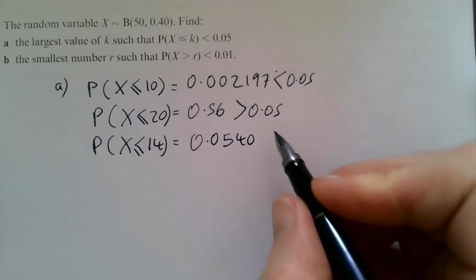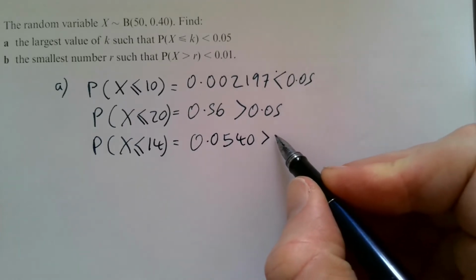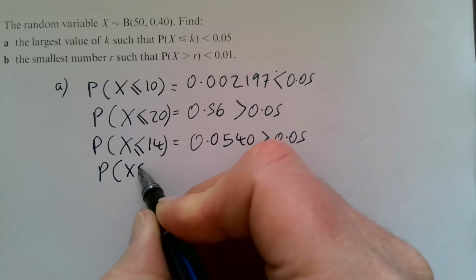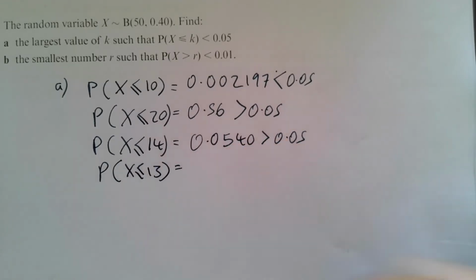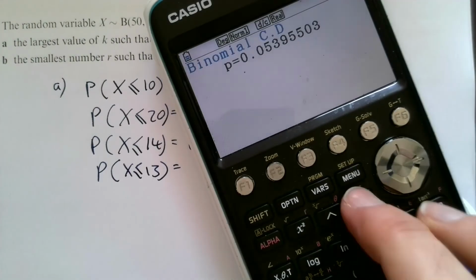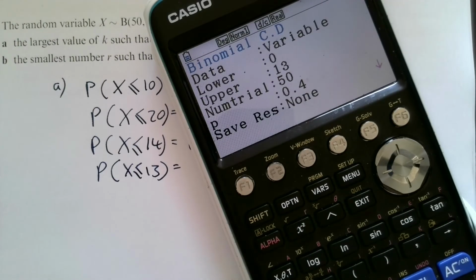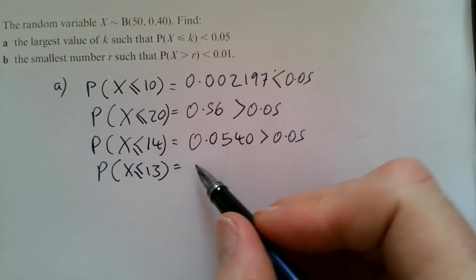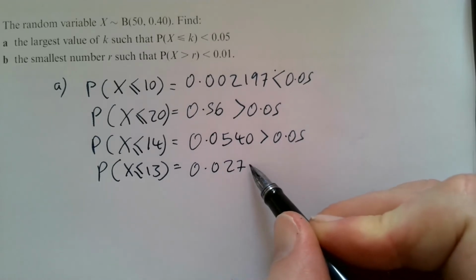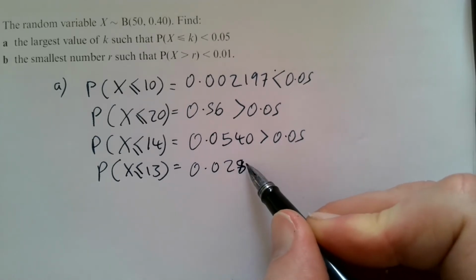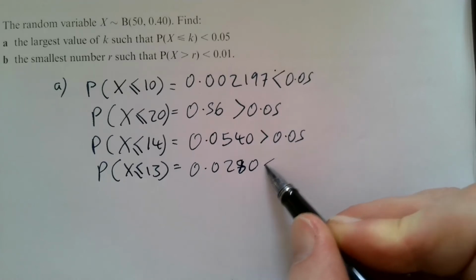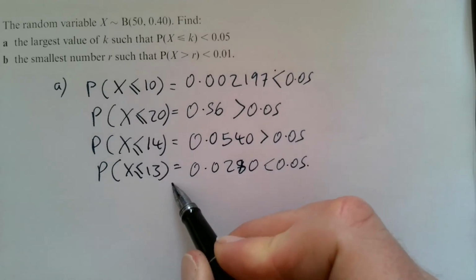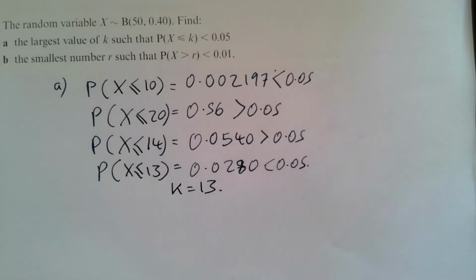0.0539 is 40. Now that's still a little bigger than 0.05. So I've got a real big feeling about 13 being the number that I want. So we go 13, and it's 0.02798. 0.279. So that is 80, isn't it? And that is smaller than 0.05. So the largest value that it's going to be will be k being 13.